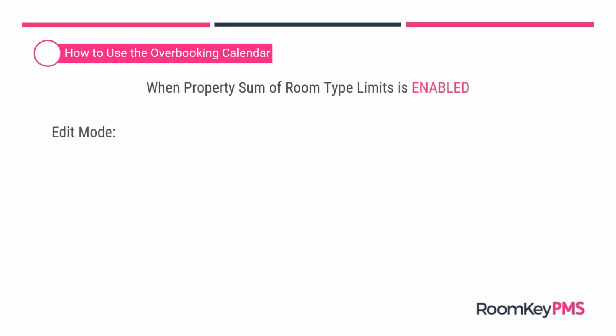So when you're using the overbooking limits, I want to go through a couple of scenarios first. First, I'm going to deal with a database that has the property sum room type limits enabled. This is option A, and it is the default option for all properties when you first start using overbooking limits.